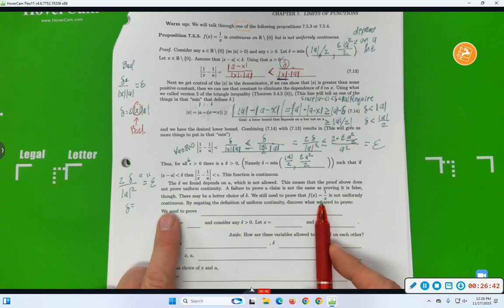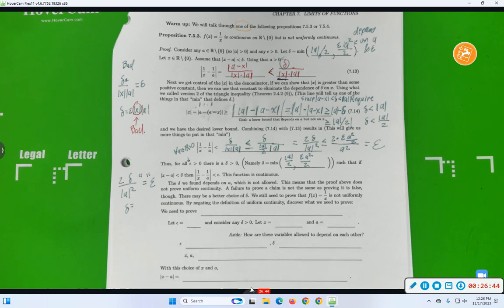If we want to prove that f of x equals 1 over x is not uniformly continuous, well, let's write down what we need to prove. So let's negate the definition of uniform continuity and see what we need to prove.